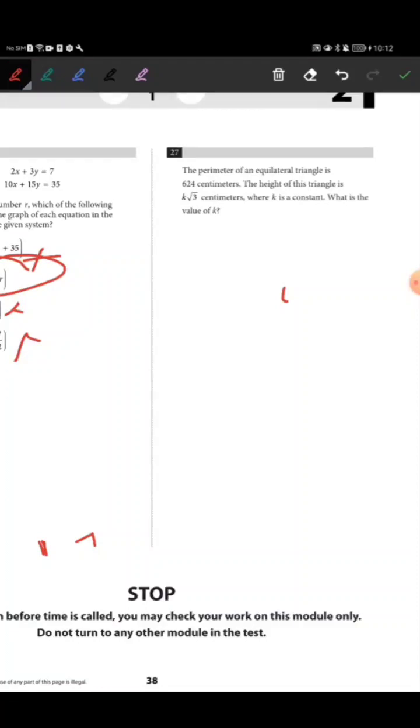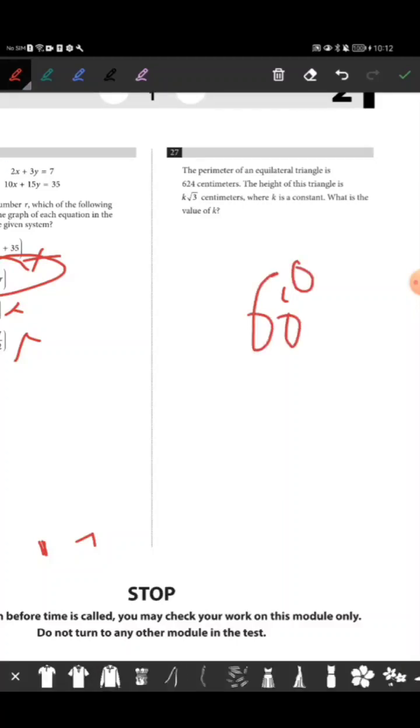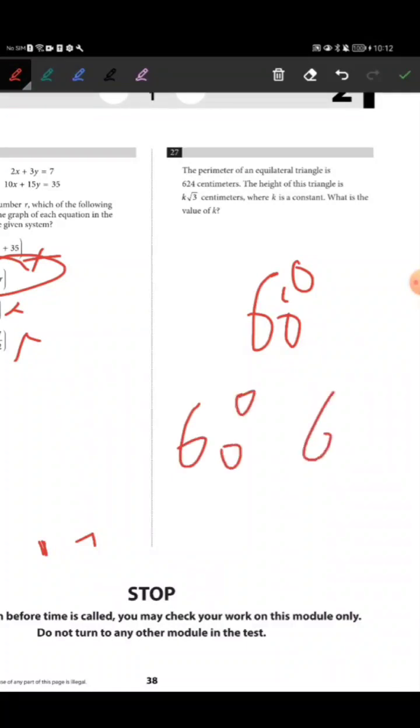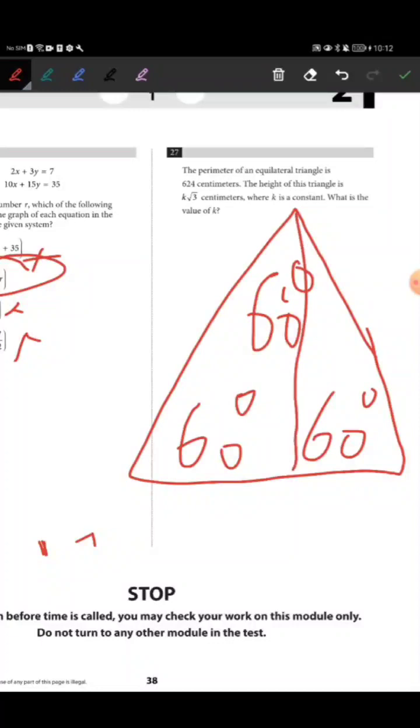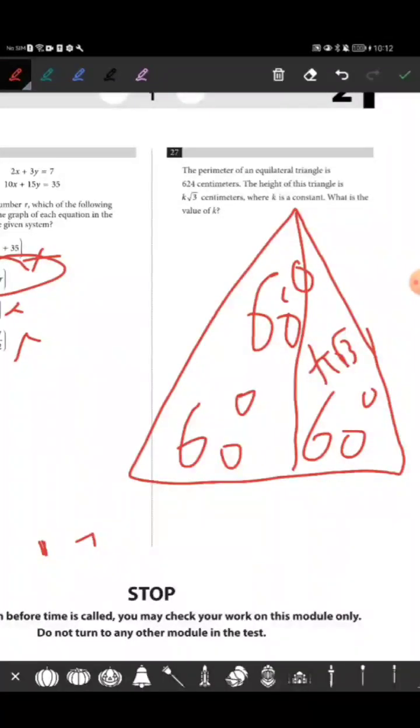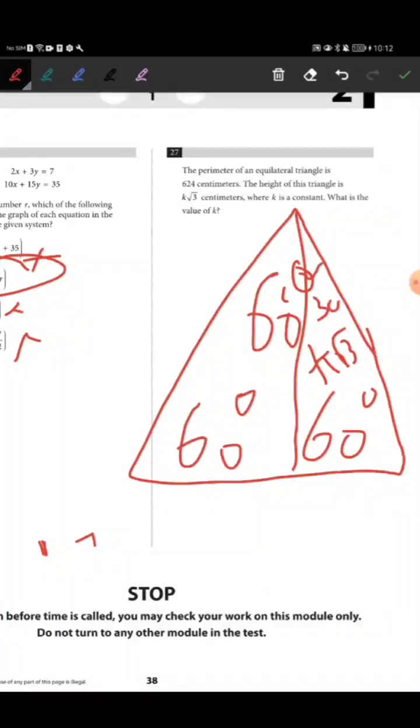So any equilateral triangle has all three sides with angles of 60 degrees here, 60 degrees, and 60 degrees. So the height of this triangle is k square root of 3. So we're going to make this 30 degrees, and this 90 degrees, and this 60 degrees.